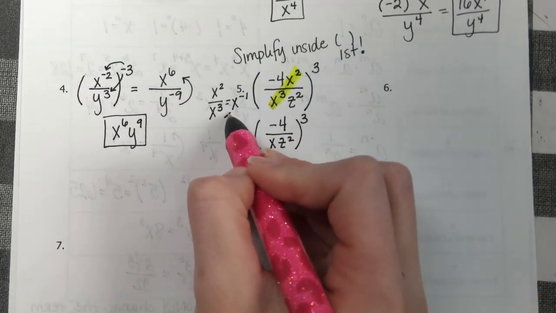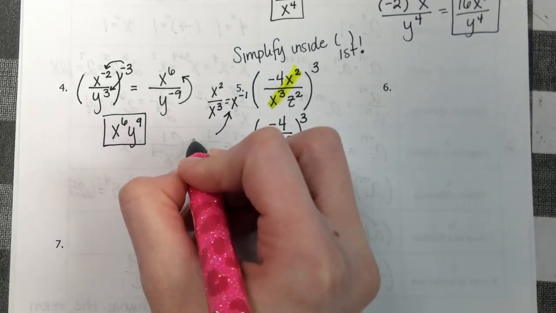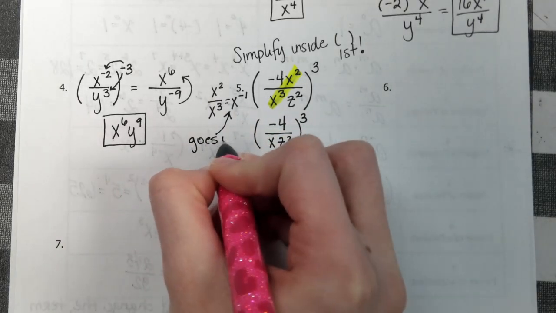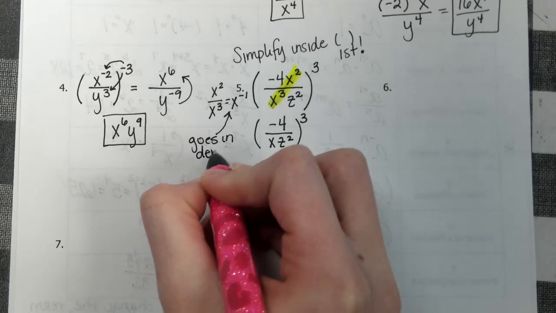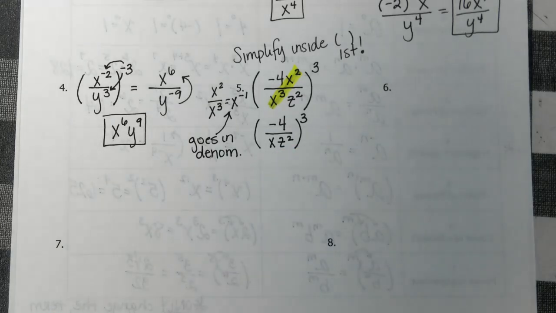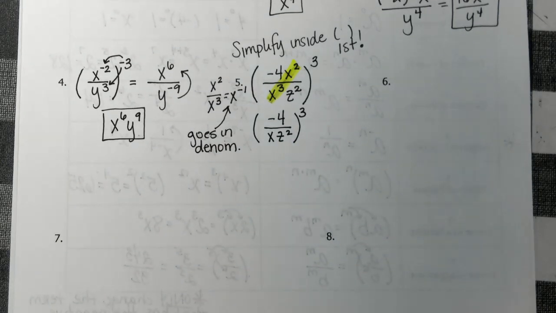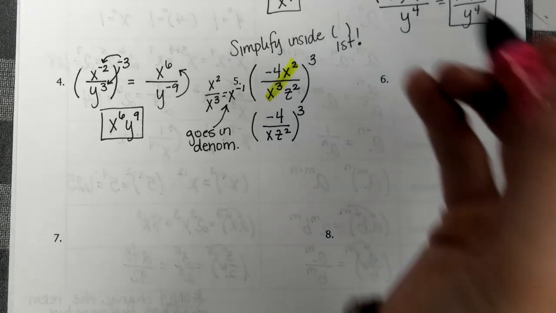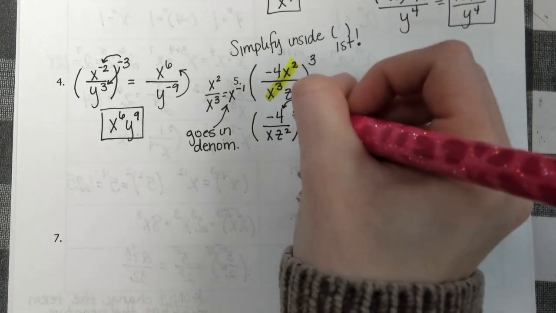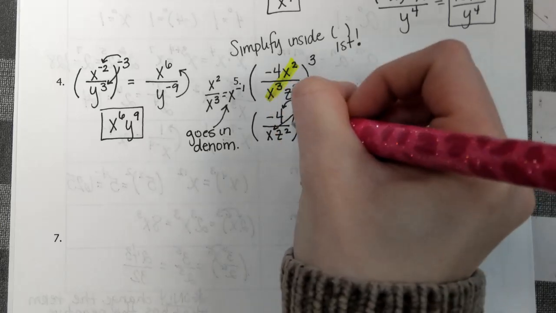So if you simplify and you get a negative, that goes in the denominator. I'm going to abbreviate the denominator. It goes in the denominator. Okay? Now what do I do? Distribute the 3. So negative 4 takes the 3, x takes the 3, and z squared takes the 3.